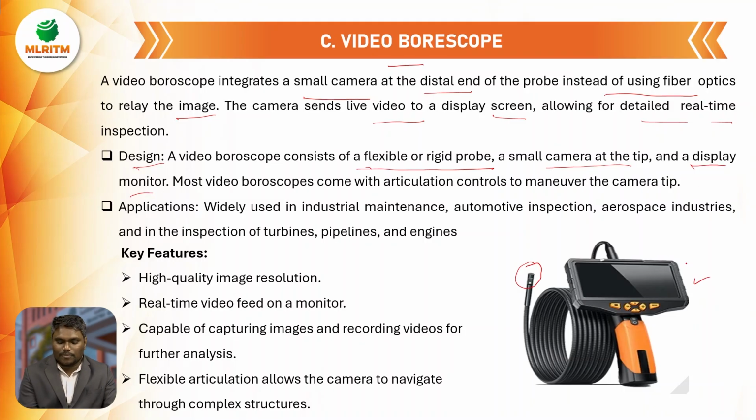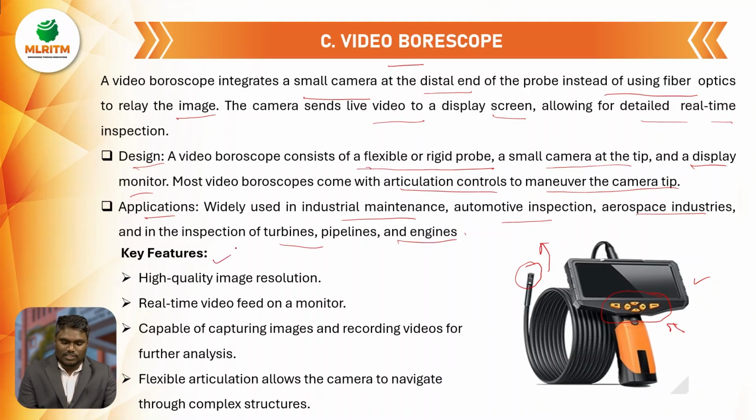On this display monitor, most video boroscopes come with articulation controls to maneuver the camera tip. These are the different user control options, so that we can direct the probe in the direction where we need to do the inspection. It has wide applications. It is widely used in industrial maintenance, automotive inspection, aerospace industries, and the inspection of turbines, pipelines, and engines.